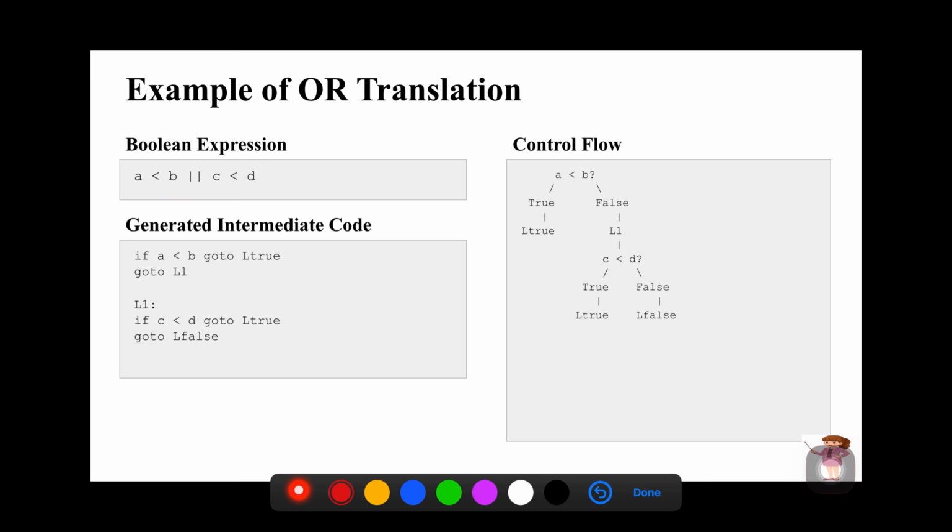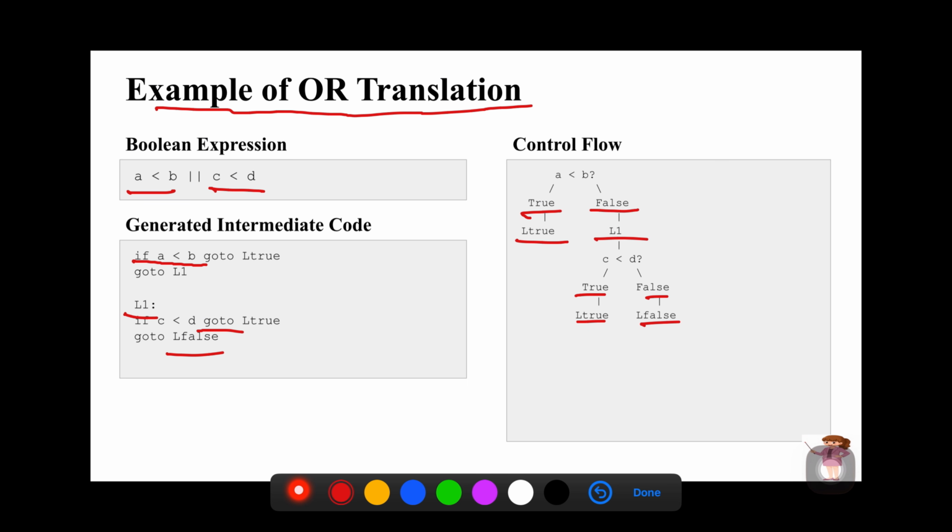Example of OR translation. In this example, we have A is lesser than B or C is lesser than D. The compiler first checks A is lesser than B. If it is true, the complete OR expression is true, so the control directly goes to L true. If it is false, the control goes to L1 where C is lesser than D is evaluated. Depending on the result, the controller goes to either L true or L false.